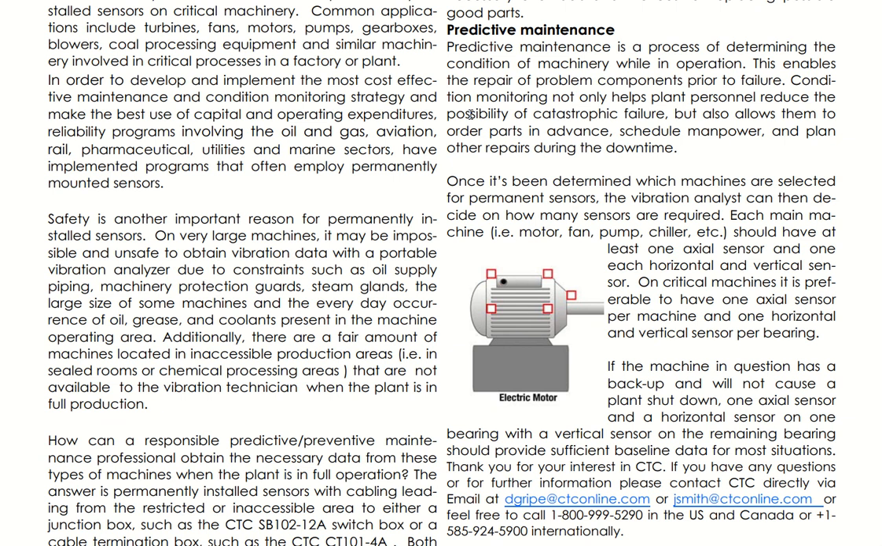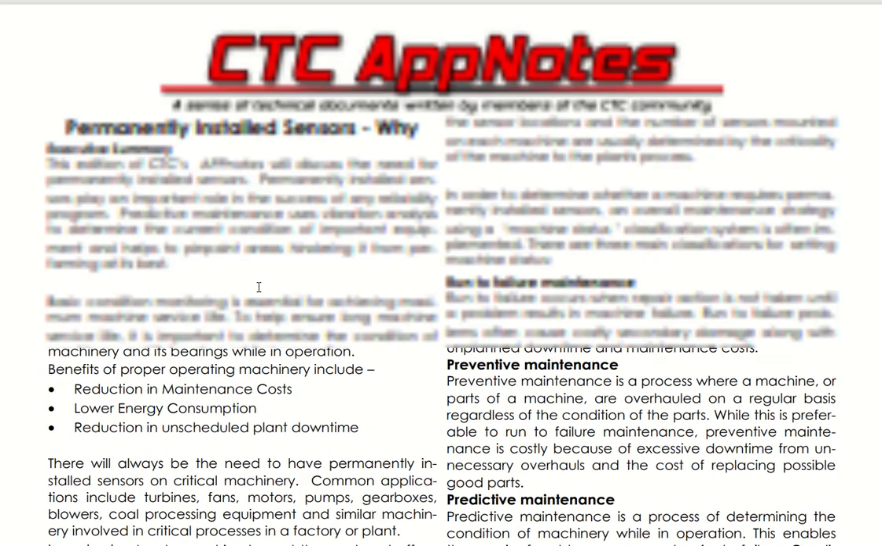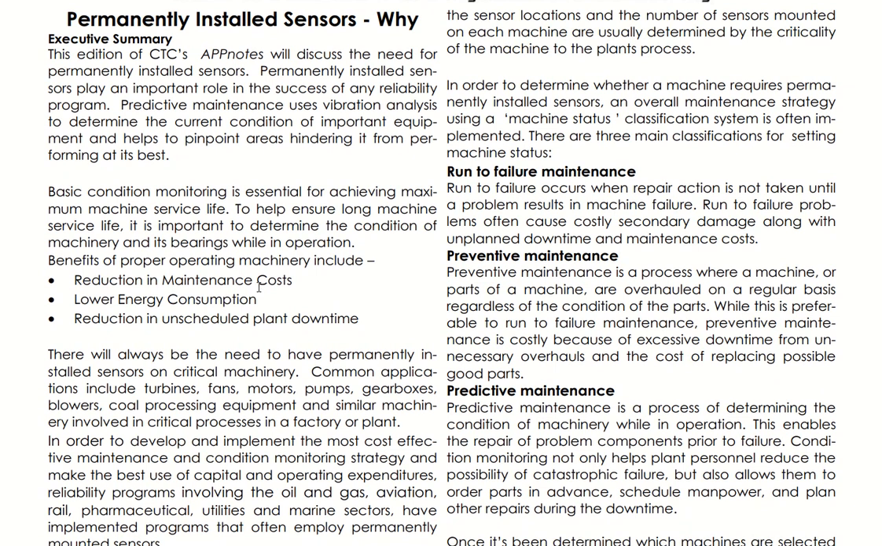Repeating, so if the machine in question, or the machine on which I'm placing the sensors, has a backup and it does not cause a plant shutdown, then one axial sensor and a horizontal sensor on one bearing and a vertical sensor on the remaining bearing will be enough to provide the baseline data for most of the situations, right? So the first chapter, we are wrapping up the first chapter here today.